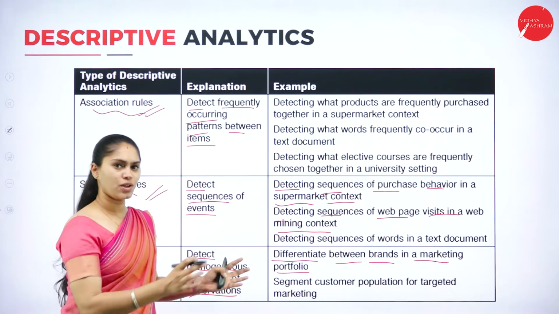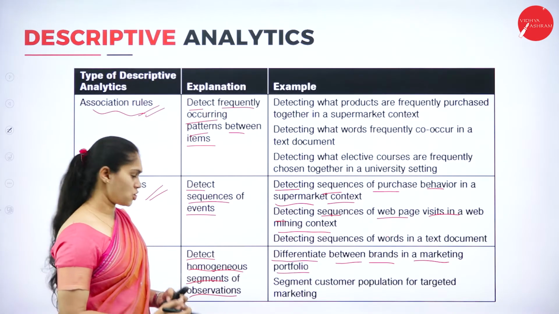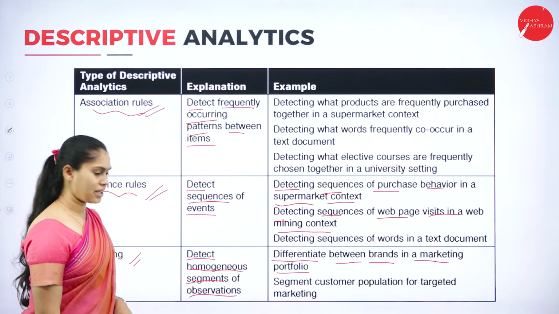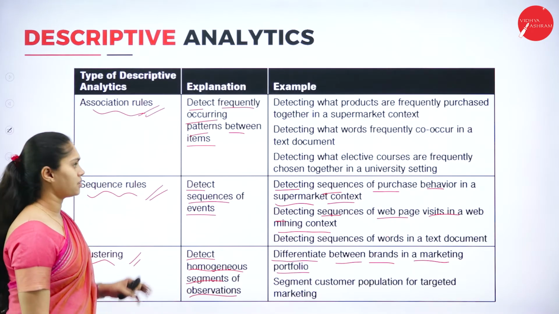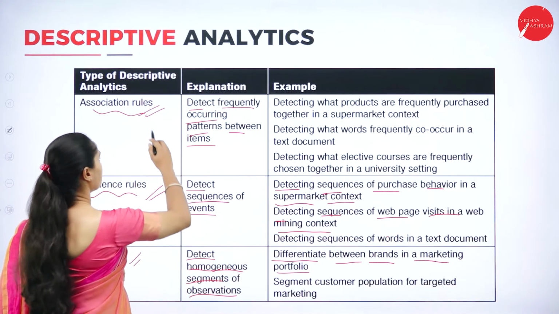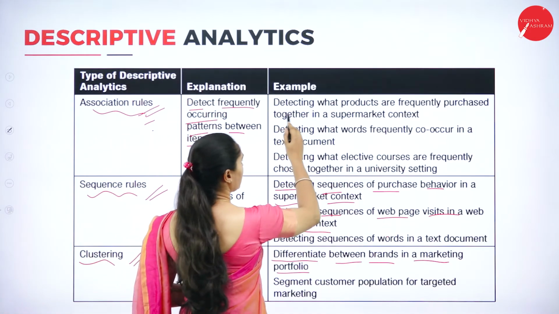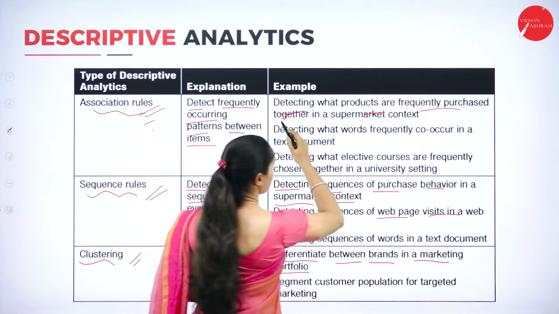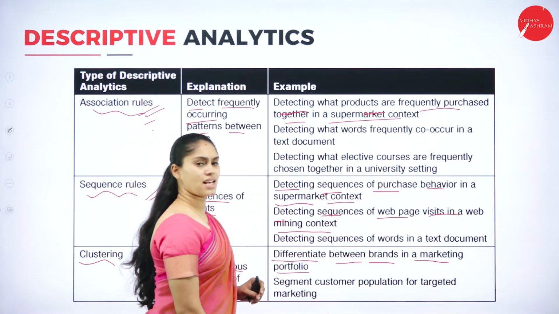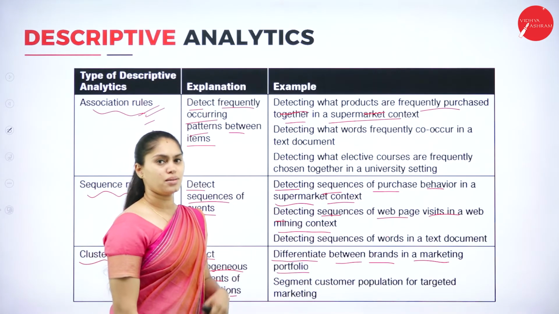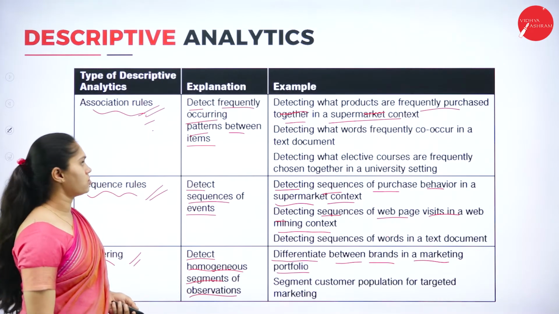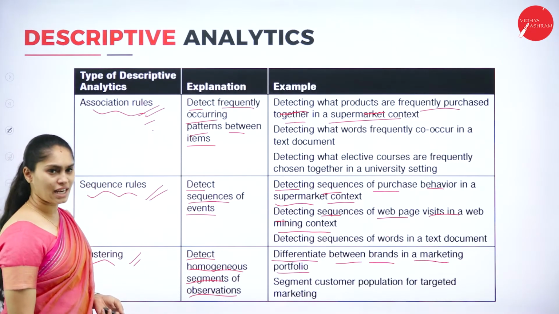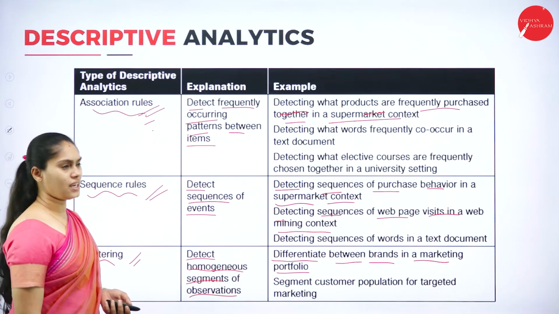So it is just going to group, or have a collection of, the homogeneous segments of the observation. That will be termed as clustering. You can take another example for association rules: detecting what products are frequently purchased together in a supermarket. As I said, milk and a bun or bread would be the example for association rules. So these are the three types that we have in descriptive analytics.